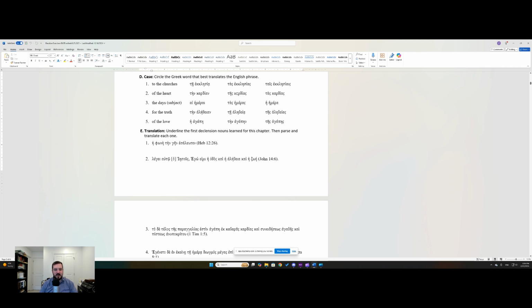But we know that this, of the heart, is correct. And if it was missing the article, it would be of a heart, right? In this case, we know it's of the heart. The days, subject. So it's clarifying here, right? Dr. Plummer's clarifying. He's telling us that this is not going to be an accusative. He's telling us it's going to be a nominative.